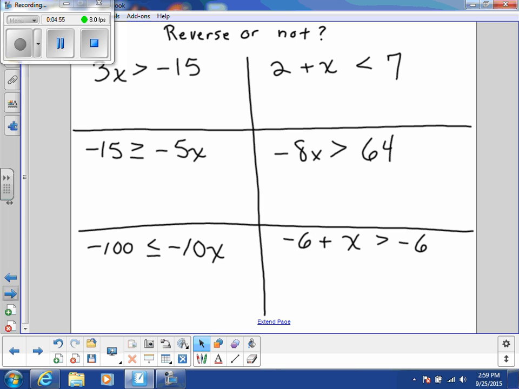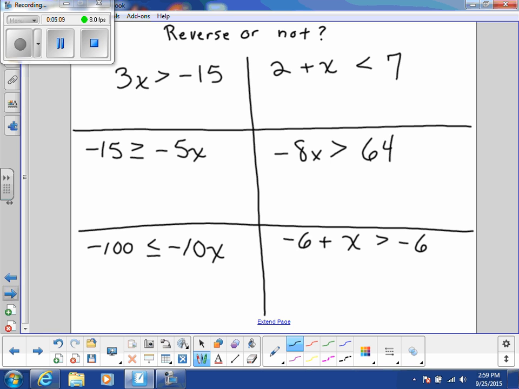The inequality 3x is greater than negative 15. What's the coefficient there that I need to divide by? It's a positive 3, so I do not flip the inequality sign around. I just divide. All the rules for signs are still the same. Negative divided by positive is negative, and that's why I have a negative answer. I did not flip the inequality because I divided by a positive number.